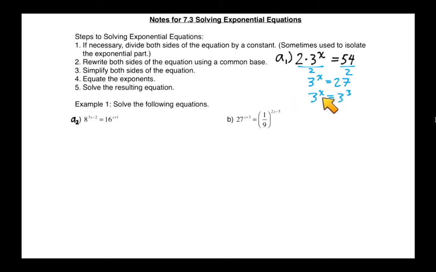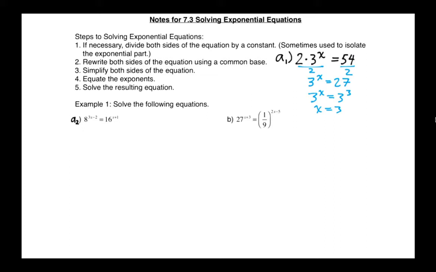It becomes obvious at this point that since the base is the same on both sides of the equation, the exponents also have to be the same. And so step 4, where you equate the exponents, is what we do next, and of course that's the solution of the equation. Sometimes there's more work to be done here in step 5 to solve the resulting equation, but in this case we are done.